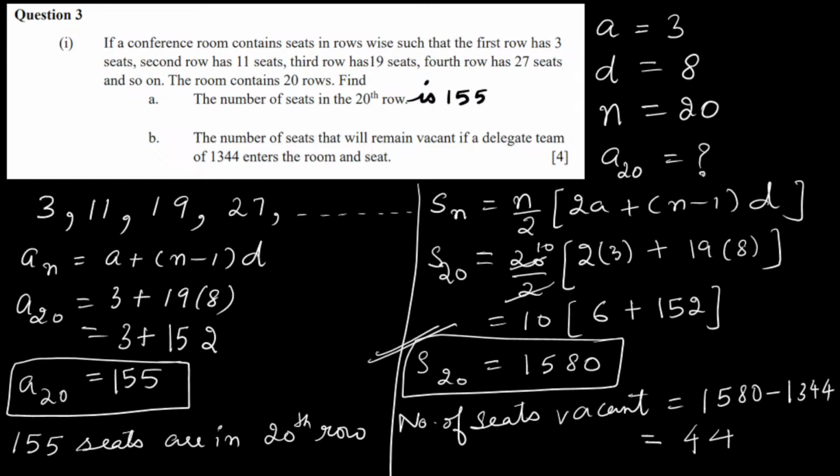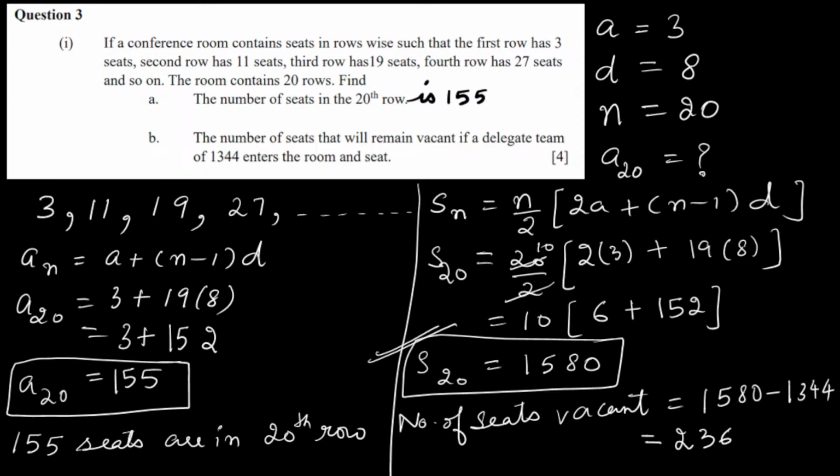244, 236. Okay, yes, 236 actually it is. 136, 236. Yes. So 236 seats will be vacant.